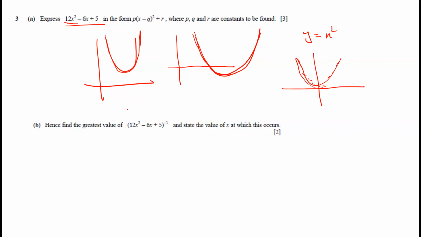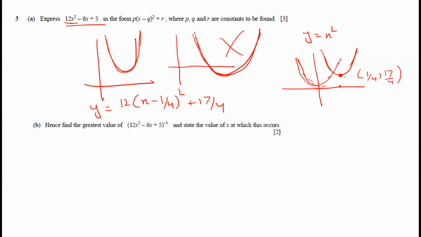So we made this equation as 12 (x − 1/4)² + 17/4. So when x equals 1/4, this whole expression, this is y, so then y is 17/4. So your graph would actually be like this. It won't be like this, it will actually be like this. So this will be your minimum point. 1/4 and 17/4 will be your minimum point.